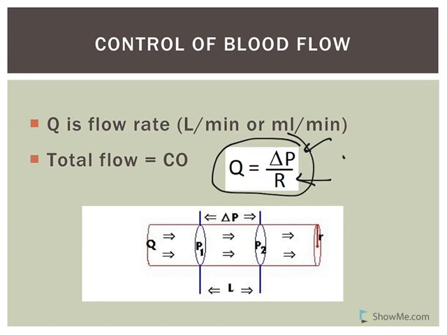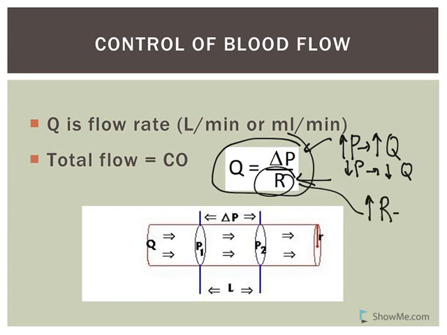So if I increase pressure, I'll increase flow. If I decrease pressure, I would decrease flow. But with resistance, if I increase resistance, since it's in the denominator, that would decrease flow. If I decrease resistance, that would increase flow. Okay, so let's look at what makes up this resistance and look at these other factors.